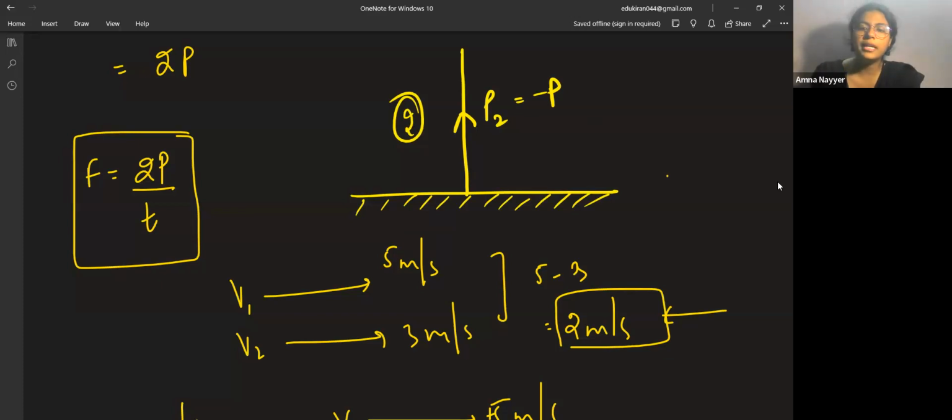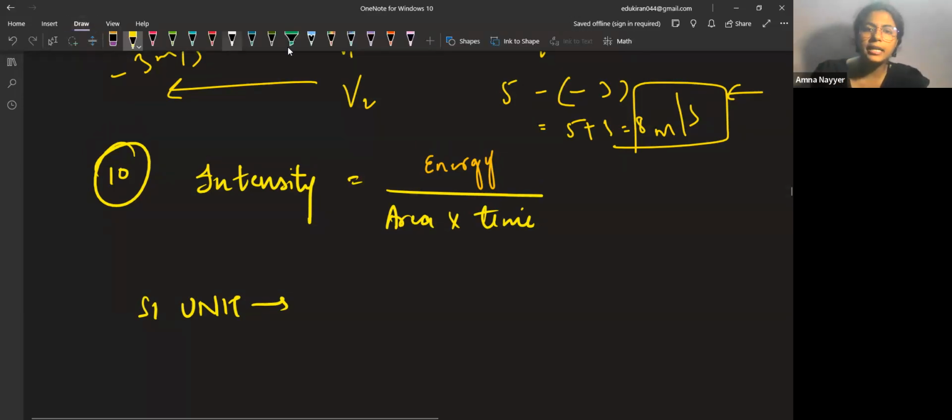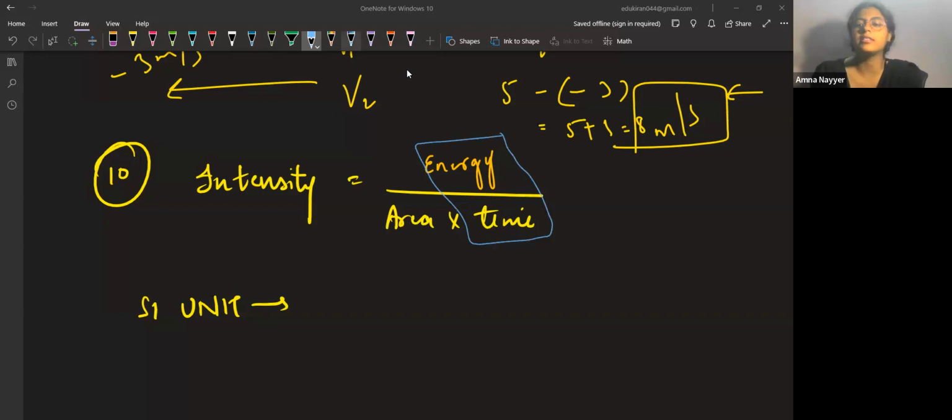The last property is the property of intensity. How do you calculate intensity? Intensity is defined as energy per unit area per unit time. Can any one of you tell me what is meant by energy per unit time? Yes, Chavez, very good. Power, very good, Shai. This is power.